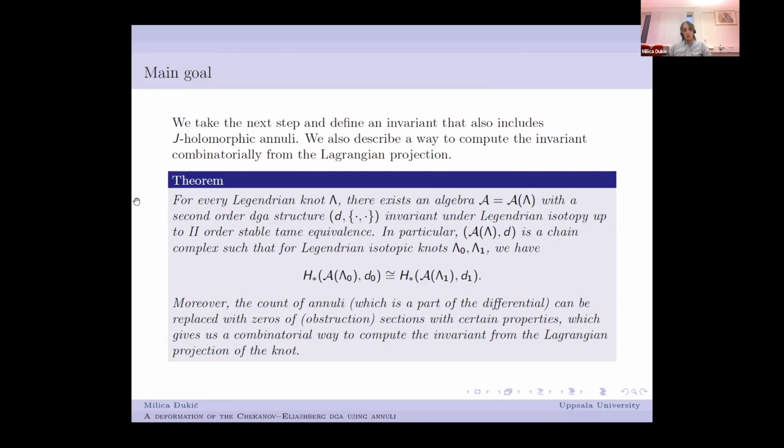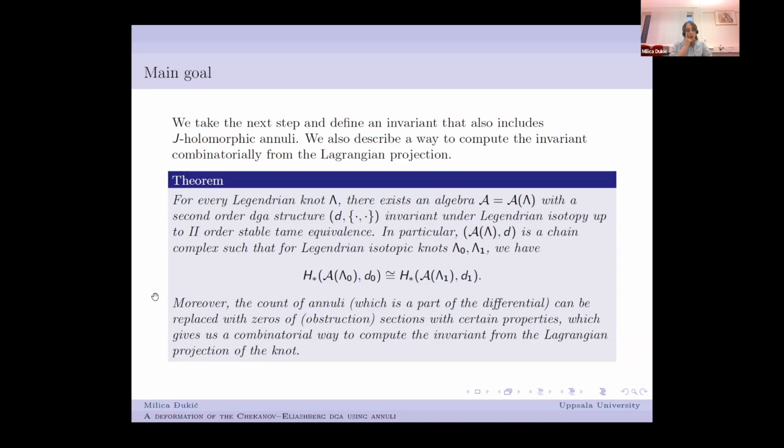So we define an invariant that also includes J-holomorphic annuli, and we describe a way to compute everything combinatorially from the Lagrangian projection. So more precisely, for every Legendrian knot, we define something which I call the second order DGA, which is invariant under Legendrian isotopy up to a certain kind of stable tame equivalence that is an analog of stable tame equivalence for DGAs of Chekanov. And in particular, we get a chain complex such that for Legendrian isotopic knots, the corresponding homology groups are isomorphic.